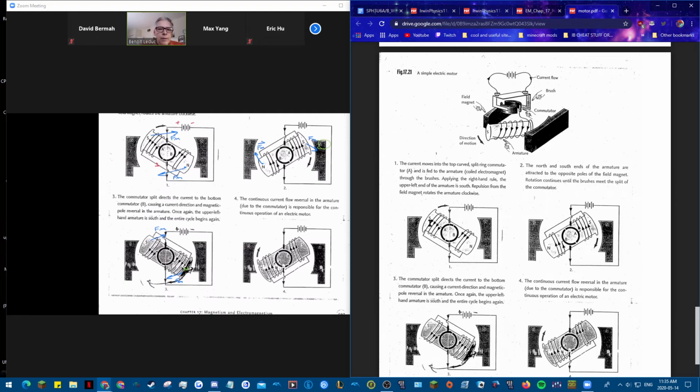Okay, so questions. If you don't see this, just look at this diagram very carefully. But once again, the purpose of a split ring commutator is to allow the coil to go in the same direction by inverting the current in the coil. All right, so questions. That's a DC motor. I will talk about an AC motor later. That's a DC motor. Are you good?